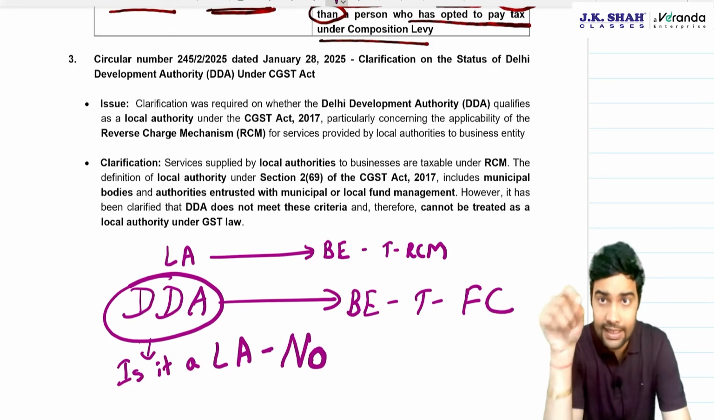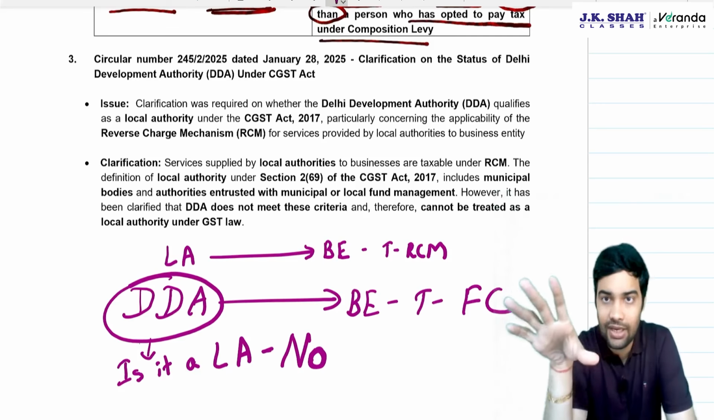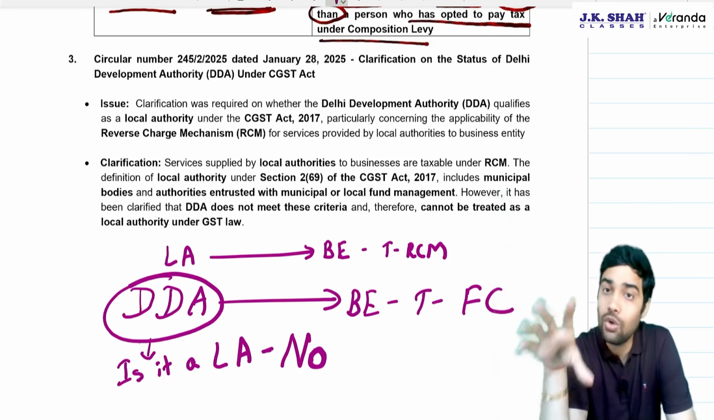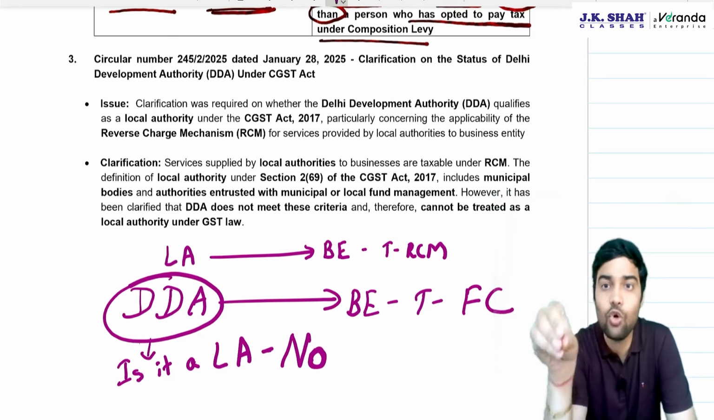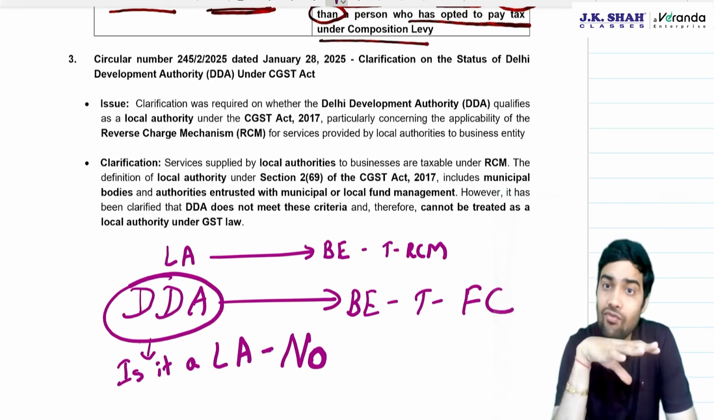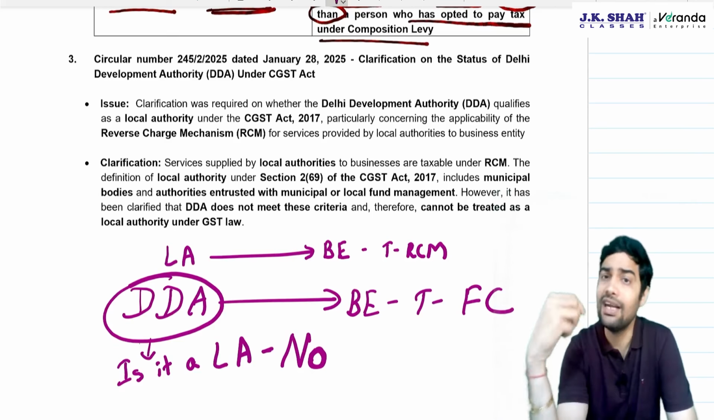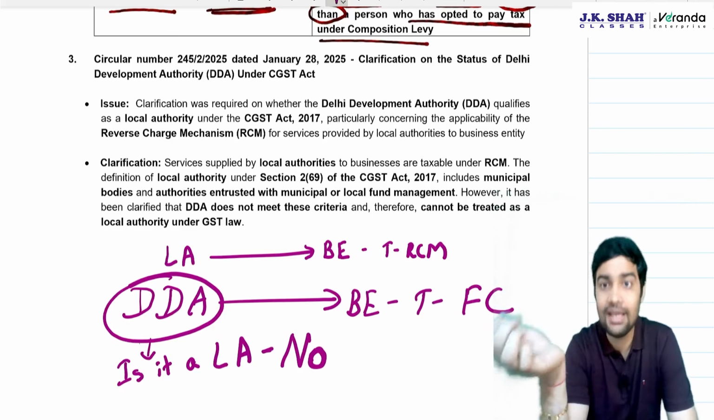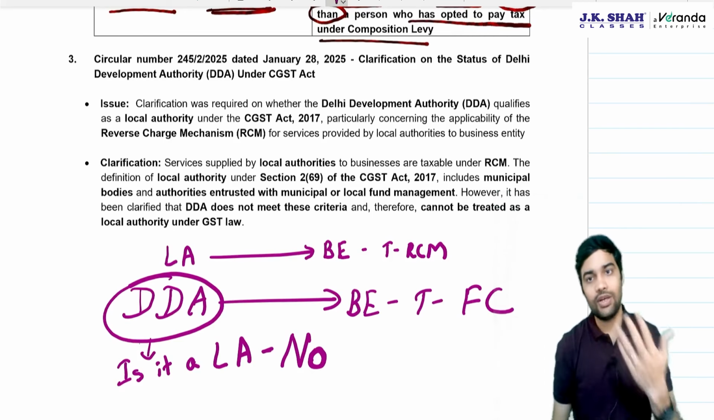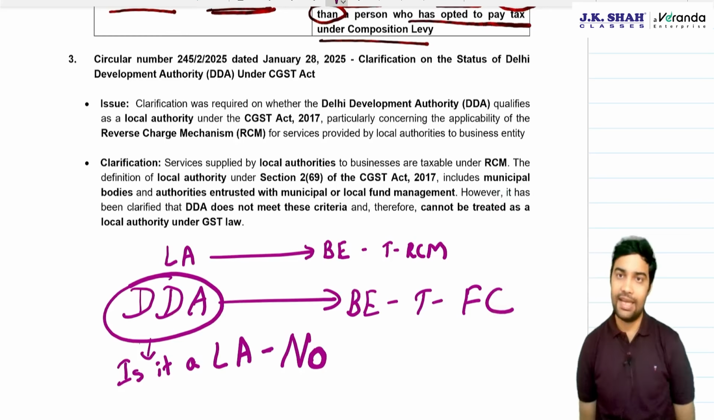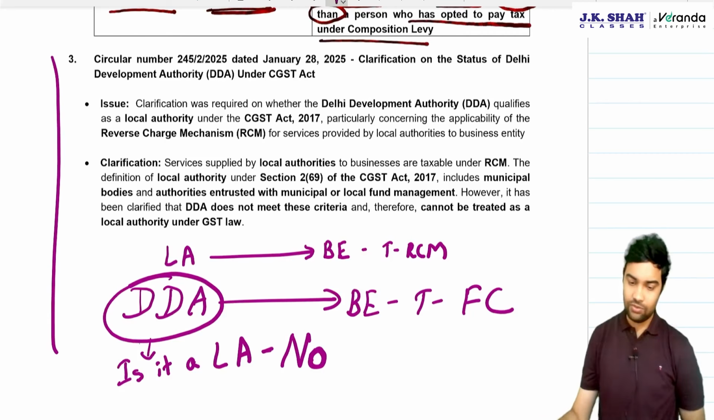Why? Because Delhi Development Authority does not have a municipal fund account. Only those authorities where the fund is managed as a municipal fund or local fund qualify. These authorities have full freedom to utilize the money and do not operate as a public authority. Hence, Delhi Development Authority is not a local authority. Whatever they provide will be taxable under forward charge. You read this yourself and note this down.